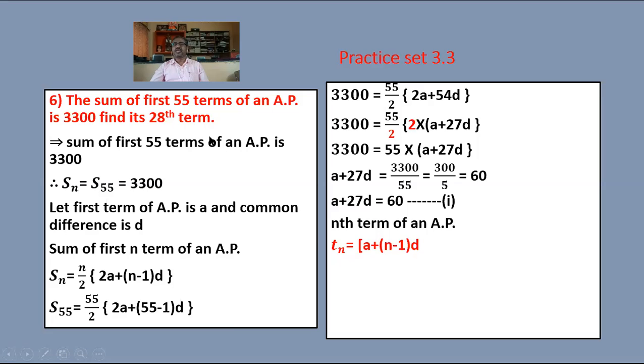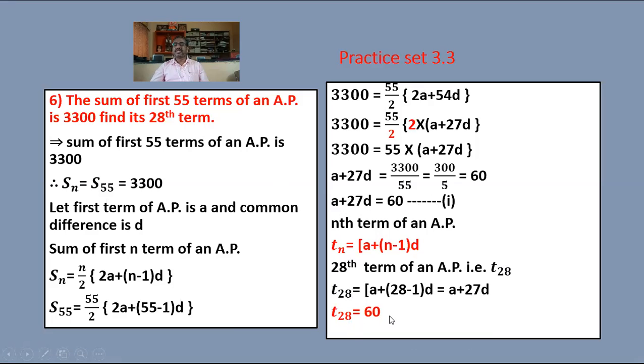Here n is equal to 28. Then we get T28, the 28th term of an arithmetic progression. Substitute the value n is 28. T28 is equal to, in bracket, a plus 28 minus 1 multiply d. A plus 28 minus 1 is a plus 27d. A plus 27d is equal to T28. From equation 1, the value of a plus 27d is equal to 60. Therefore, T28 is equal to 60. This is the 28th term of the arithmetic progression: 60.